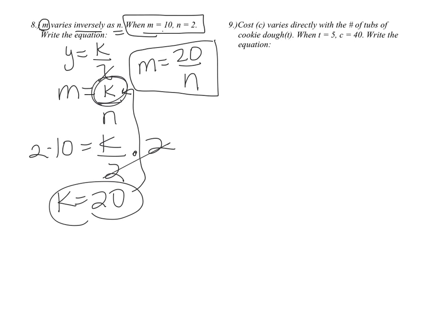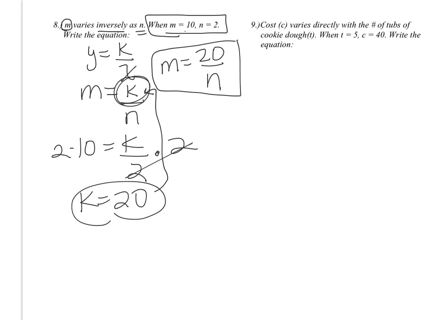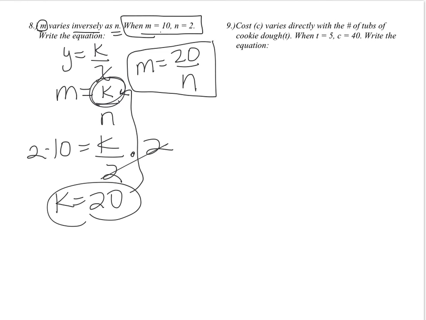All right, this one. Cost varies directly with the number of tubs of cookie dough. We're using C and T. So I'm not going to use y and x this time, but we know it varies directly, right? So varies directly. Remember, that's in the form y equals k times x because it's direct variation. If you forget, go back and look at the front of your table, right? Y equals kx. So in this case, instead of y and x, I'm going to say C equals k times t. So we've got C equals kt.